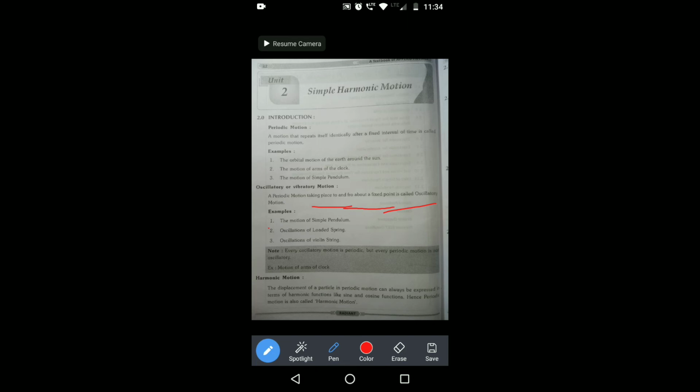Now see here, oscillatory or vibratory motion. Oscillatory or vibratory motion means a periodic motion taking place to and fro about a fixed point is called oscillatory motion. I will give an example. There is a wall and I connected one spring to the wall, with a mass M. Whenever I apply some force, the mass makes some vibrations like that.